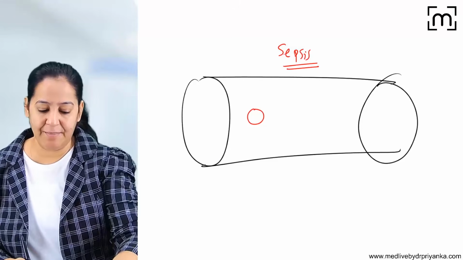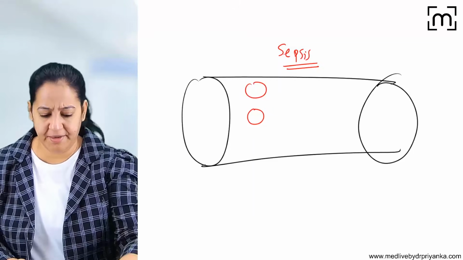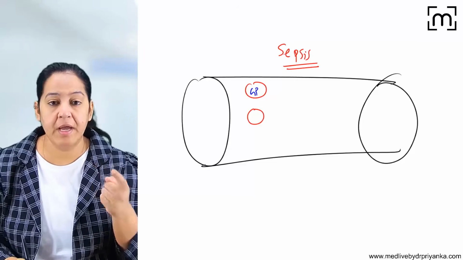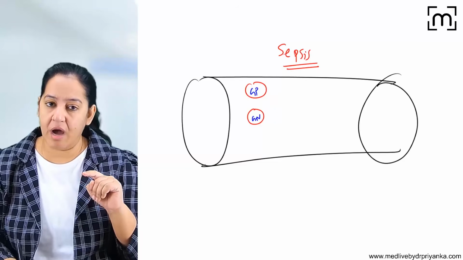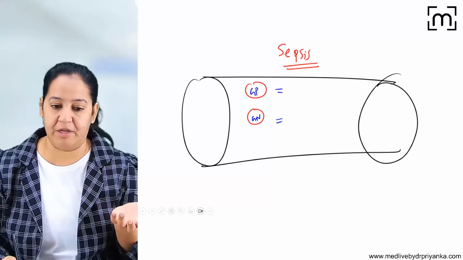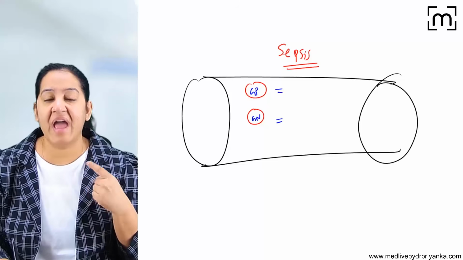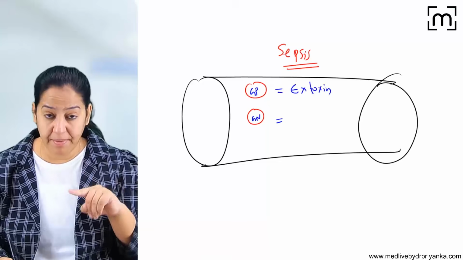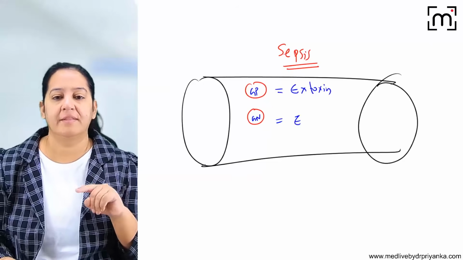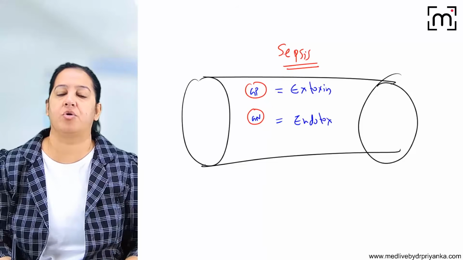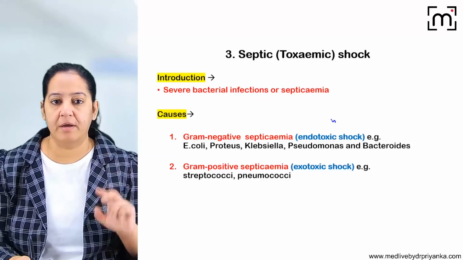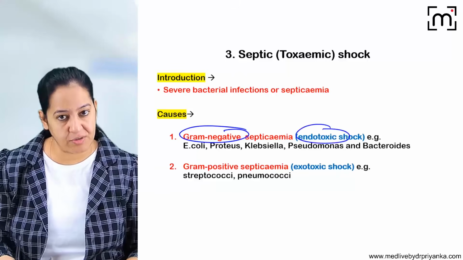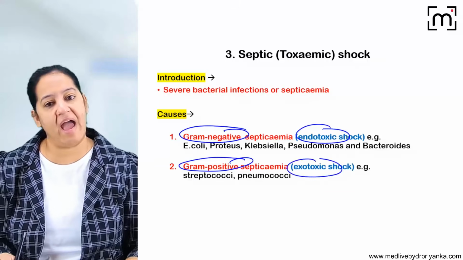Now this bacteria can be gram positive, can be gram negative. Maybe this bacteria is gram positive, maybe this bacteria is gram negative. So gram positive and gram negative both can cause septic shock. Gram positive secrete exotoxin. That's why this shock is known as exotoxin shock. And gram negative bacteria secrete endotoxin. That's why this shock is known as endotoxin shock. So septic shock is of two types. Gram negative septicemia, endotoxic shock. Gram positive septicemia, exotoxin shock.